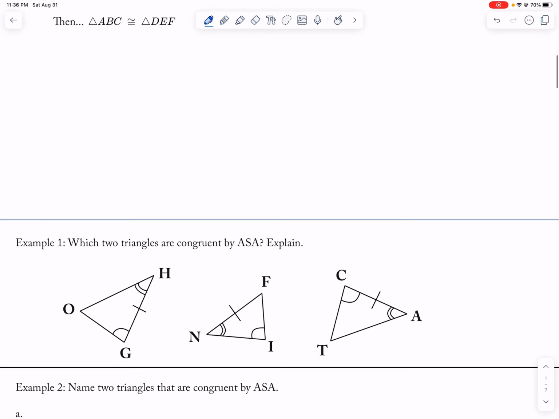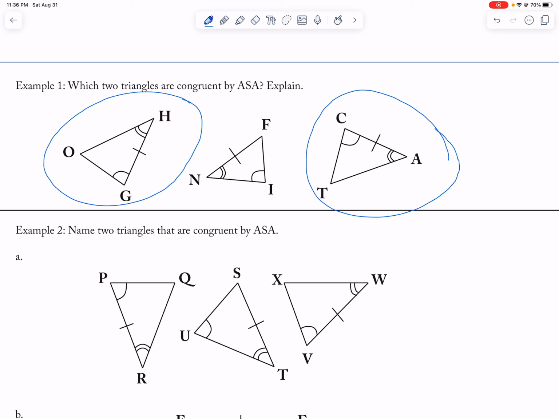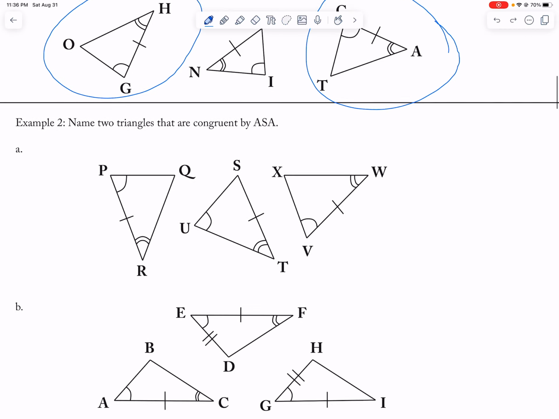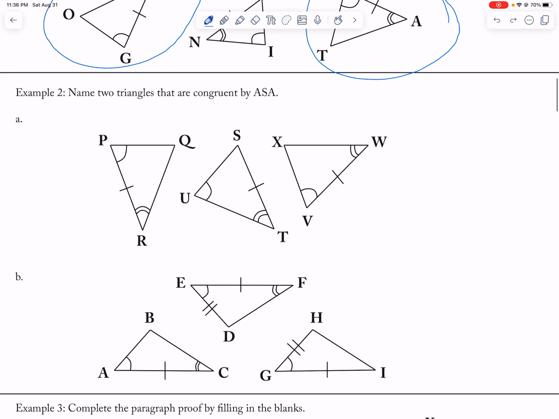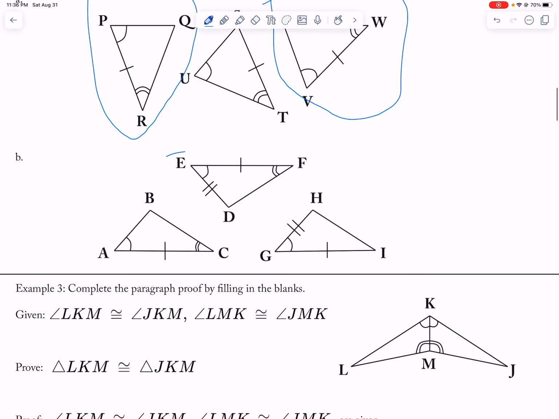So let's look at the first example. Which two triangles are congruent by angle, side, angle? This one and this one. This one, the side is not in between, so that's why that doesn't work. And then name two triangles that are congruent by angle, side, angle. Angle, side, angle there. And then angle, side, angle there.